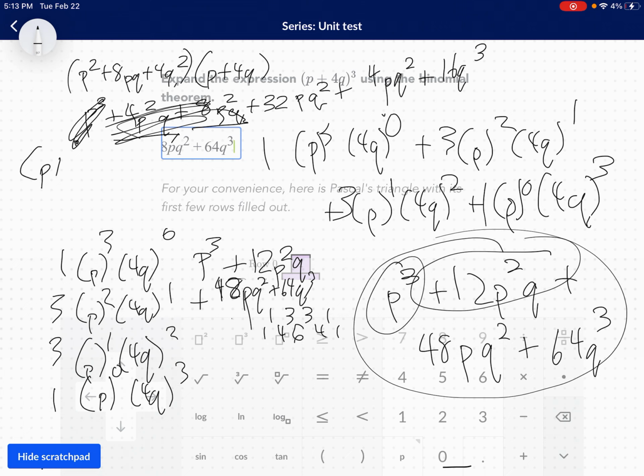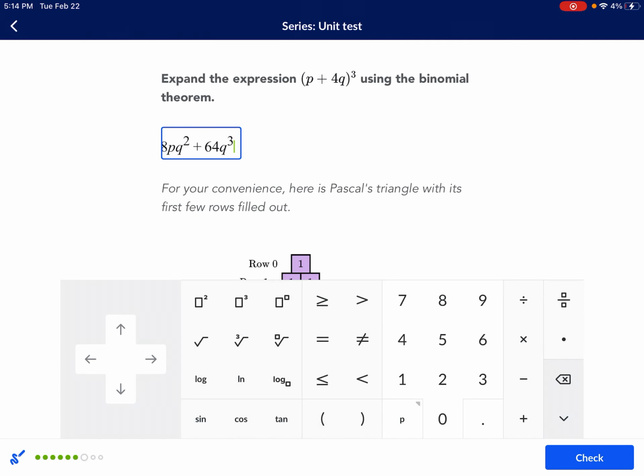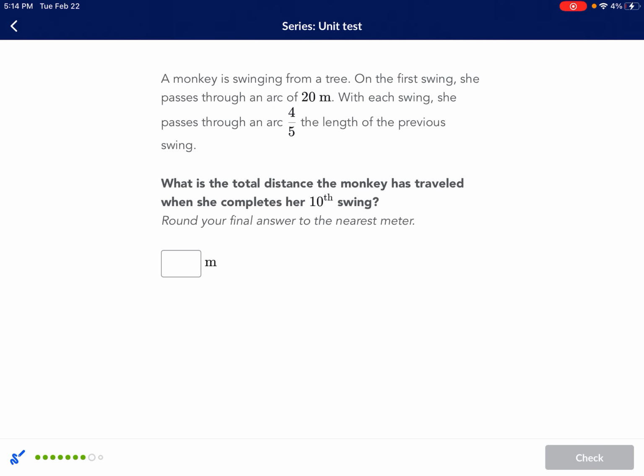Wait, or did I do, let me just check, P plus 4Q, and P squared plus 4PQ plus 4PQ, 16. Oh my. That changes everything. 16 Q squared. Yeah. Dang. Yes, so I am right. Okay. Yeah, I'm right. Wow.